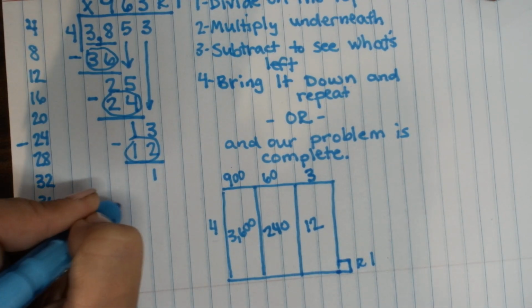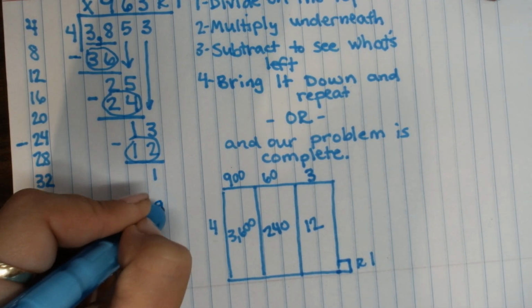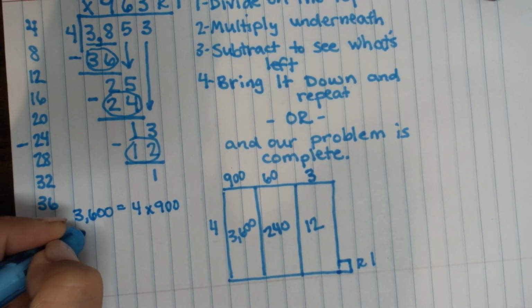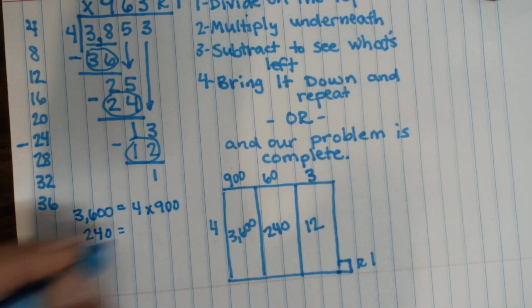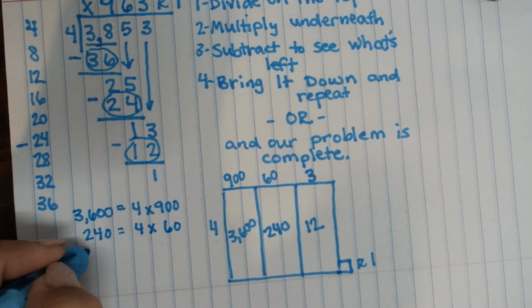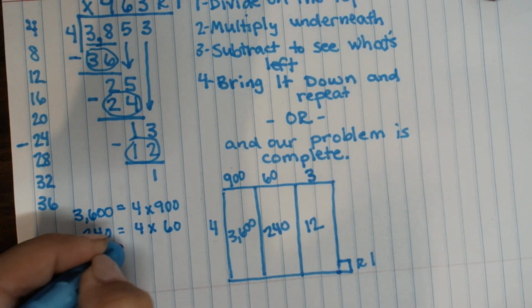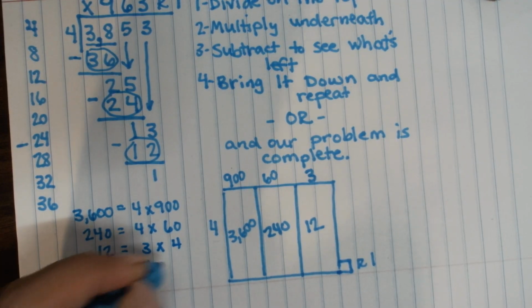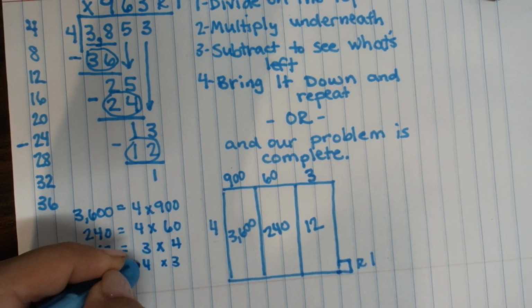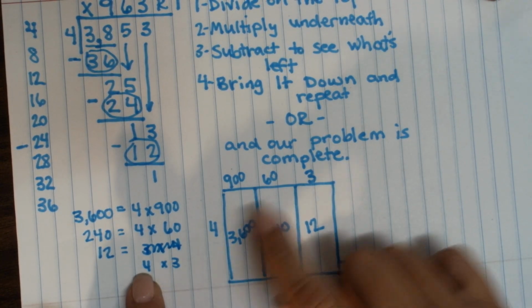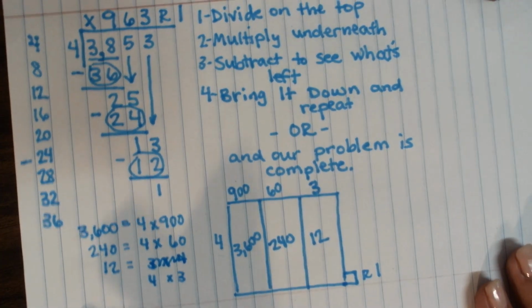Partial products would be saying that 3,600 equals 4 times 900. That was one partial quotient that we got to. We had 240 subtracted out of our equation, and that would be 4 times 60. And then we had the 12, equals 4 times 3. I try to keep those divisors first. So this is just the partial quotient. It shows it here. All of these connect, okay?